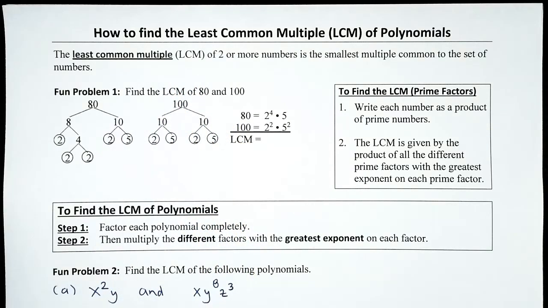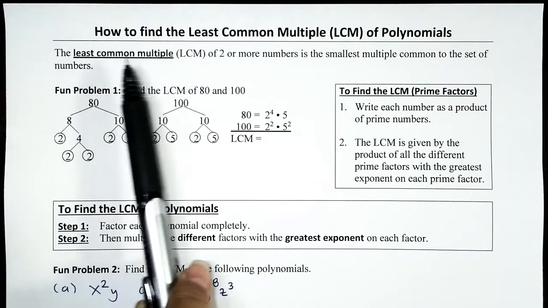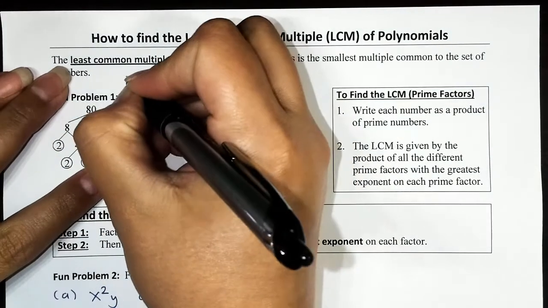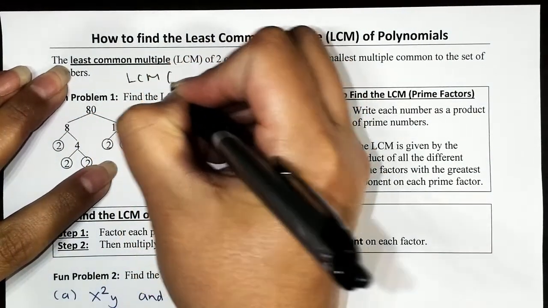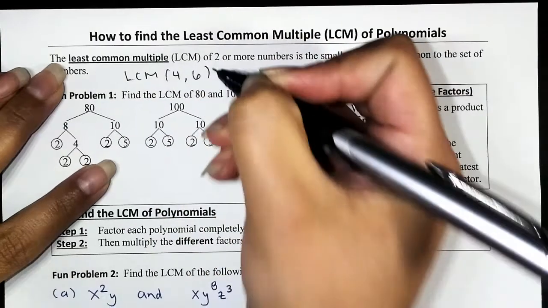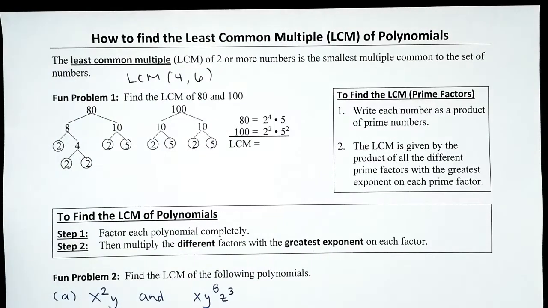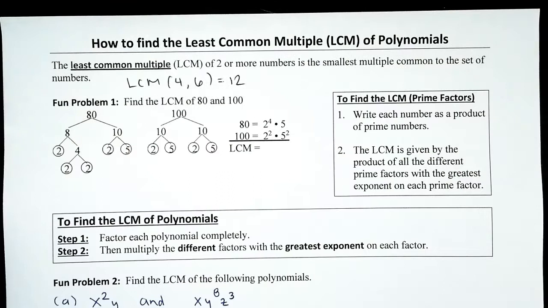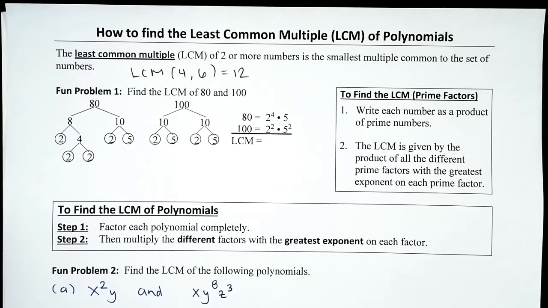The least common multiple for two or more numbers, pretty much the words are the definition itself. The least common multiple for two or more numbers is the smallest multiple common to the set of numbers. So let's just say, quick, what is the least common multiple between 4 and 6? What's the smallest multiple common to 4 and 6? You can do it mentally or you can show some work, and it looks like the answer is 12. 12 is the smallest multiple common to 4 and 6.